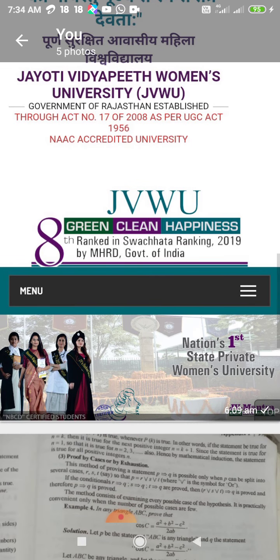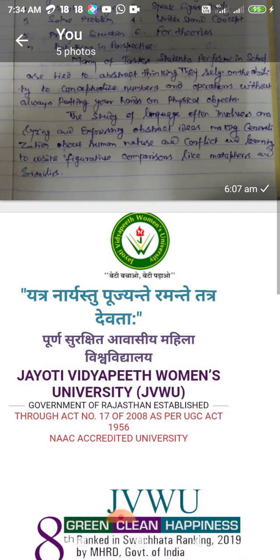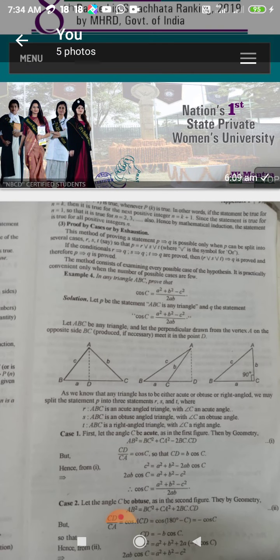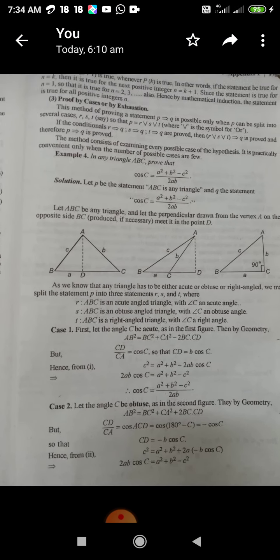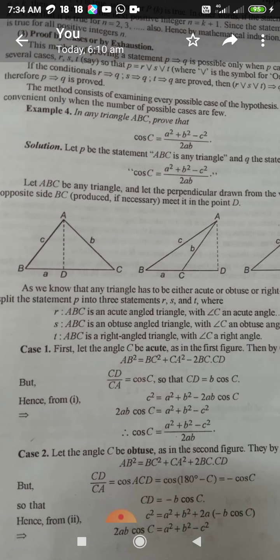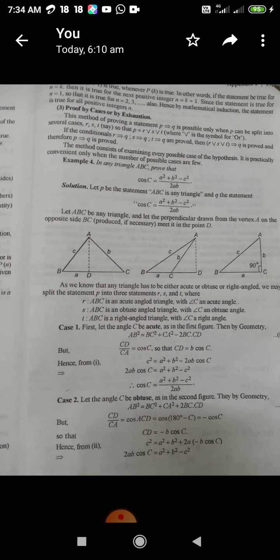The session of today is Proof by Cases. So, there is an example in front of you, proof by cases.